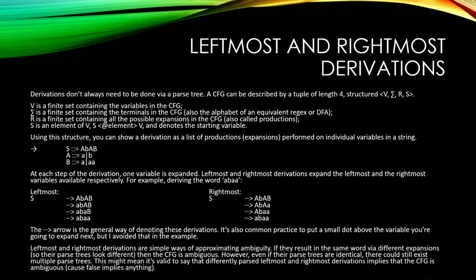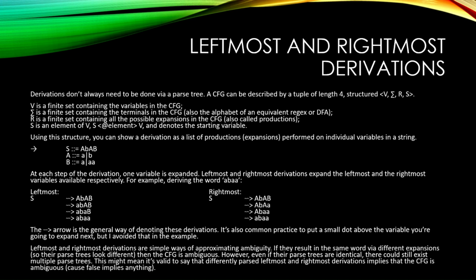So leftmost and rightmost derivations are simple ways of approximating ambiguity. If they result in the same word via different expansions, so if their parse trees look different, then that would mean the context-free grammar is ambiguous. Even if their parse trees are identical, that doesn't mean that there aren't other parse trees that are not identical for the same word. So there could still exist several different parse trees for the same word. So it's valid to say that differently parsed leftmost and rightmost derivations implies that the context-free grammar is ambiguous, because false implies anything.